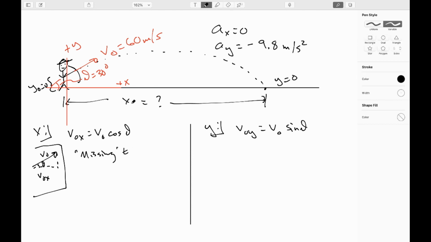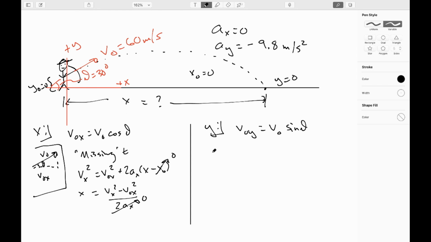The problem with using the missing t equation is, if you start saying vx squared equals v naught x squared plus 2 a sub x times (x minus x naught), and we're free to make x naught equal to 0 here. This all seems good, right? You can just immediately rearrange it to get that x is (vx squared minus v naught x squared) over 2ax, until you put in that 0. And then you go, crap.